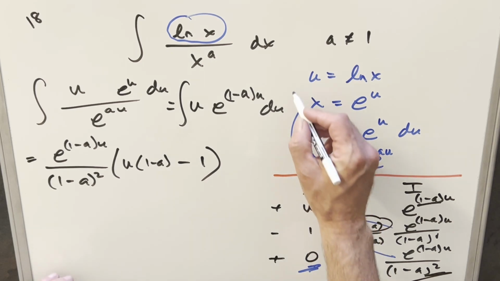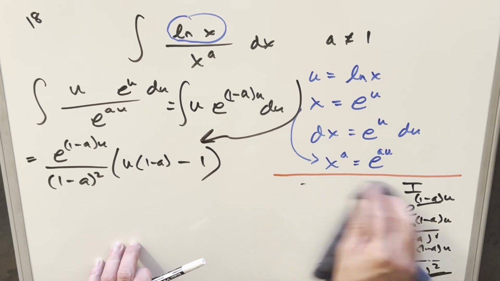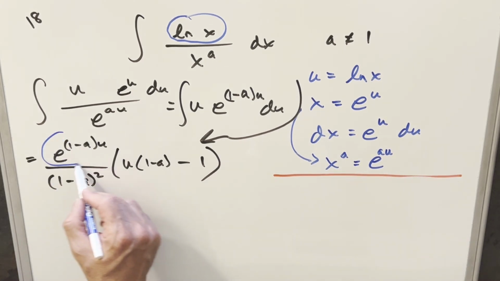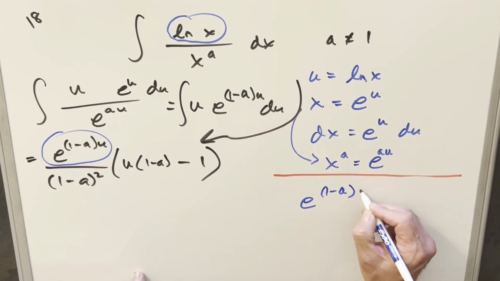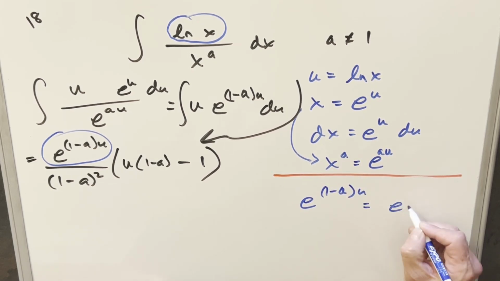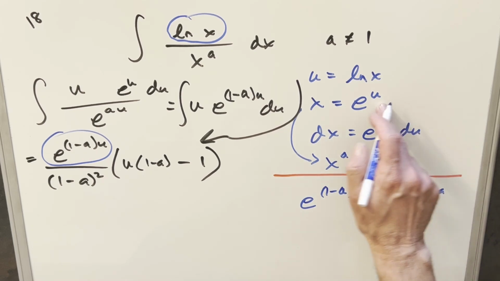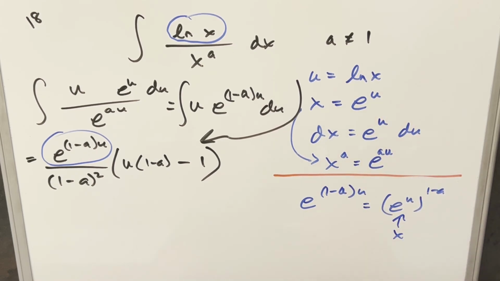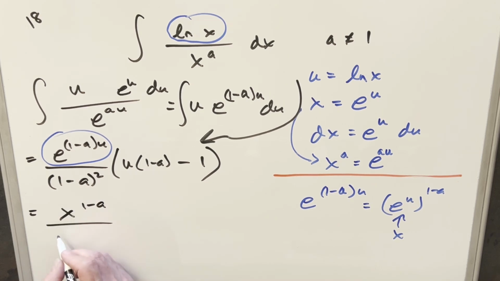And now all we need to do is really back substitute in order to finish this off. But one thing I'm going to do is just try to set this up. For this term right here, I'm just going to rearrange it first because we have e to the 1 minus a times u. I can rewrite this as e to the u to the 1 minus a, but then we have our value for e to the u when we back substitute. This right here is going to be x. So we'll go ahead and substitute that here. This is going to become x to the 1 minus a over 1 minus a squared.